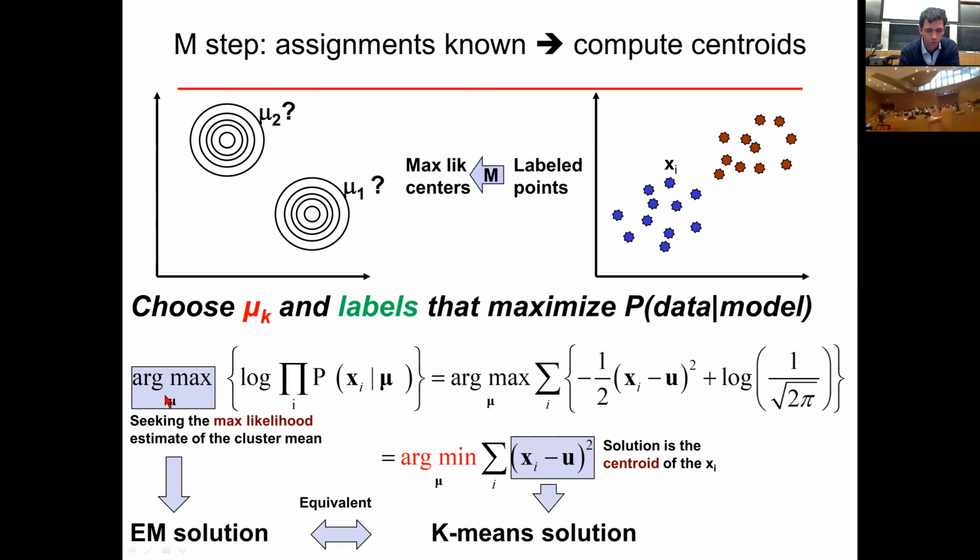So the EM solution of this, selecting both the centroid definitions and the assignment of points to centroids, maximizing that total probability of generating my data from the underlying model parameters, is effectively equivalent to minimizing the centroid distance.